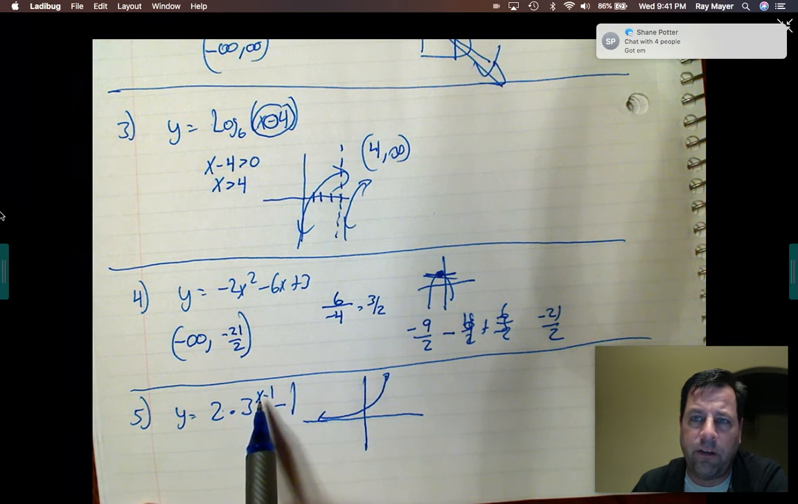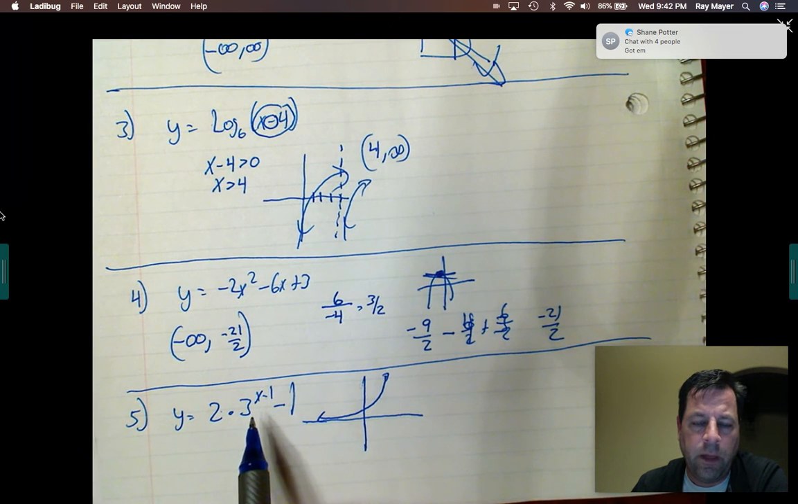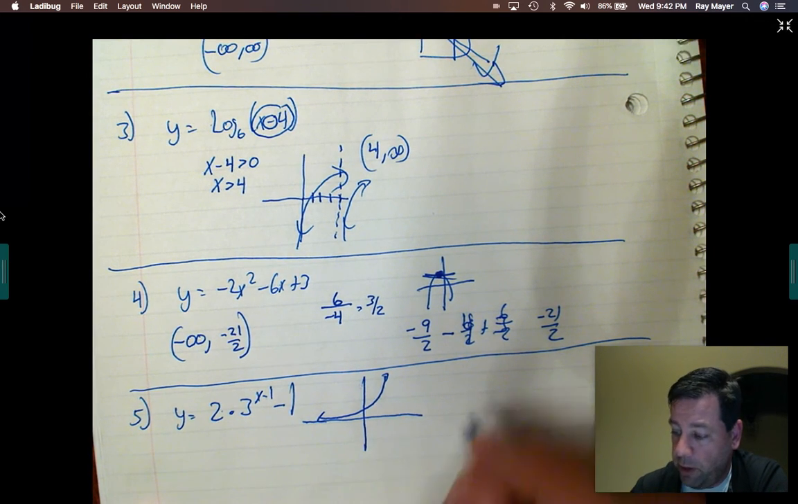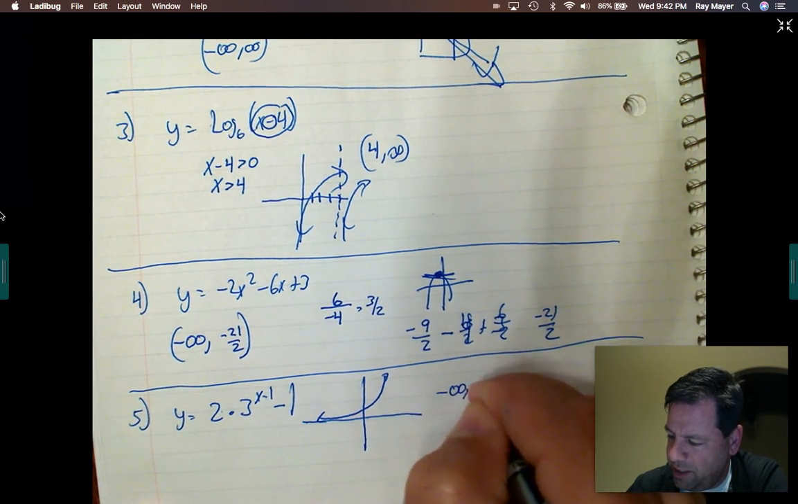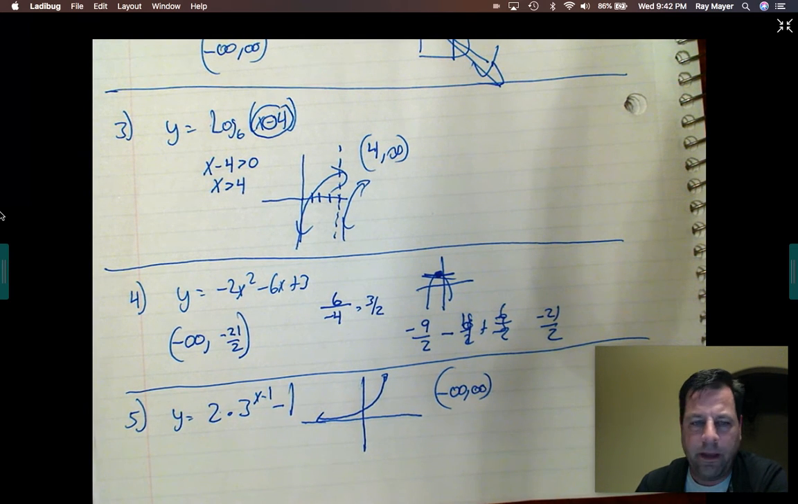But they're just asking for where it's increasing. So it's increasing from negative infinity to infinity. That one increases the entire time. If you looked at the notes that I also added, it gives you a little cheat sheet on those things.